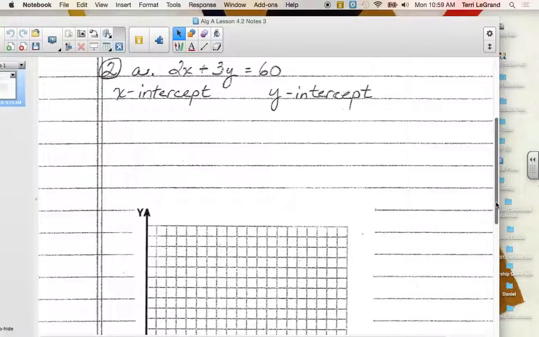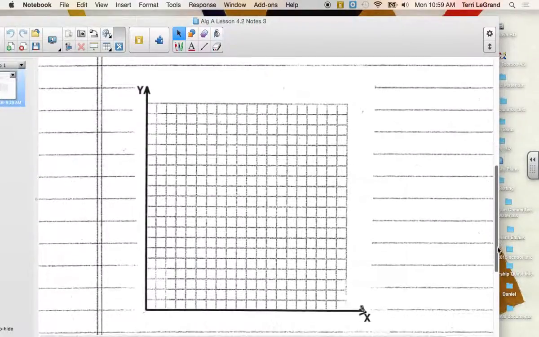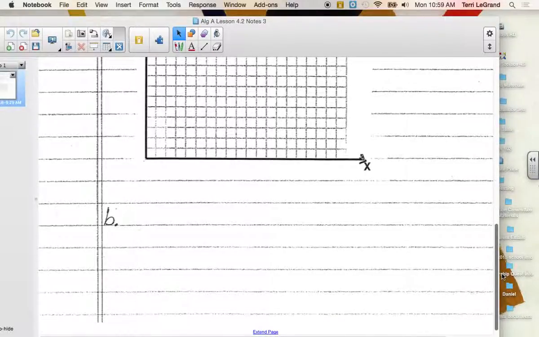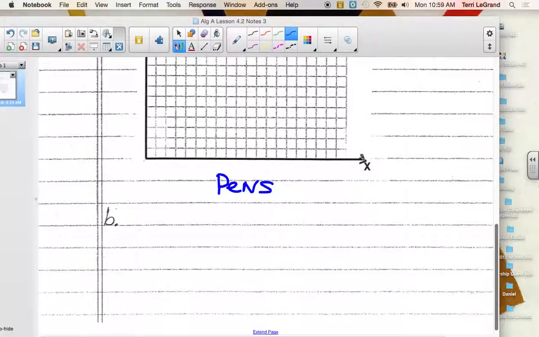What does x represent in this problem, Ariel? The pens, the number of pens that you would buy. So let's go down here to our coordinate plane and let's write below that, let's give it its title. Let's call that the pens. Okay?